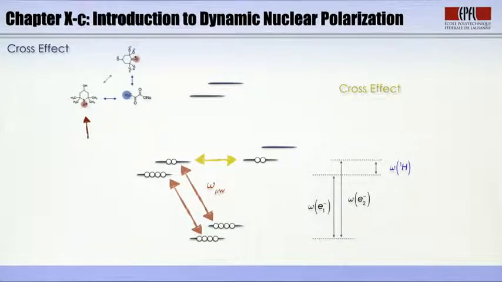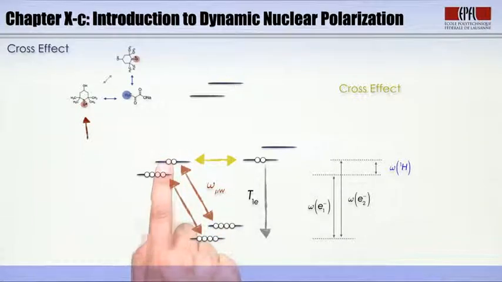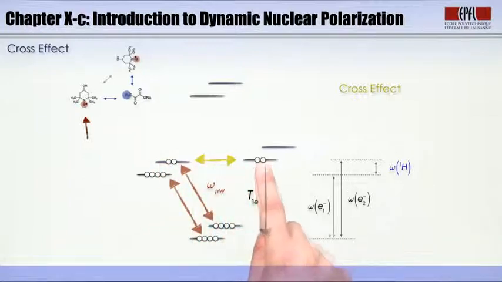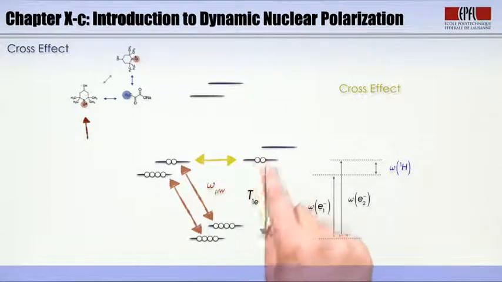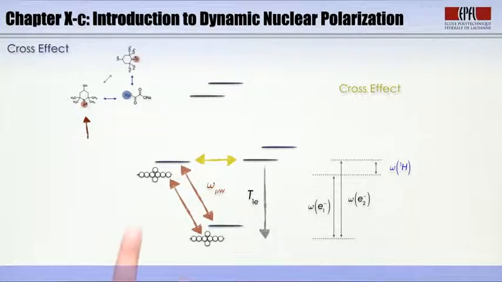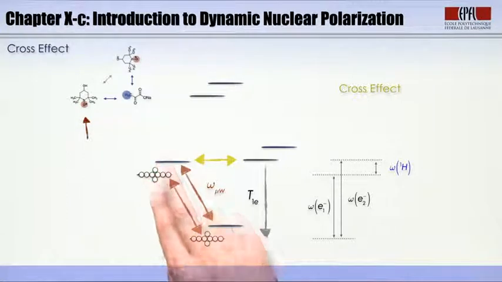If this happens, population might flow freely from this level to this level of energy, while T1 will of course tend to bring down the populations to the ground polarized state. So if you think carefully, by saturating here, we start to populate those energy levels. The cross effect tends to bring some of the population on this energy level, and the T1 relaxation tends to bring those spins here down to the ground state. And if you do that on a long time scale, longer than T1, longer than the cross effect time, you might end up with all your population distributed on those two energy levels, which would result in a very high nuclear polarization along these transitions.